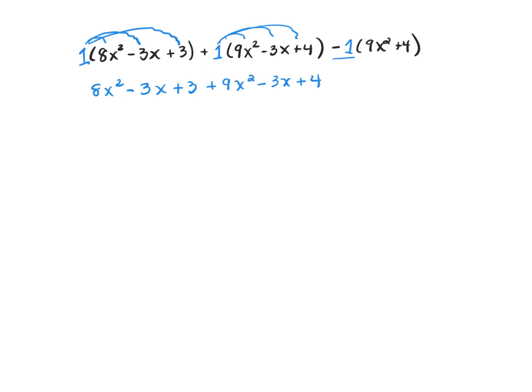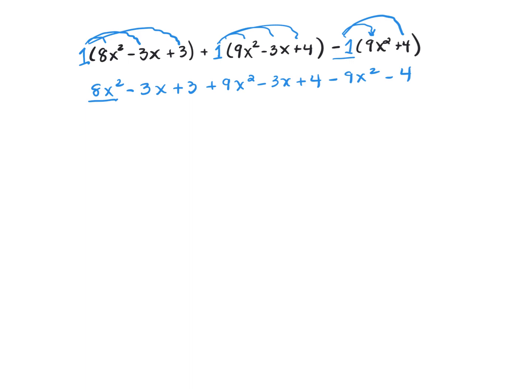But here we have a negative 1. Negative 1 times 9x squared is a negative 9x squared. Negative 1 times 4 is a negative 4. Now what you want to do is collect like terms.